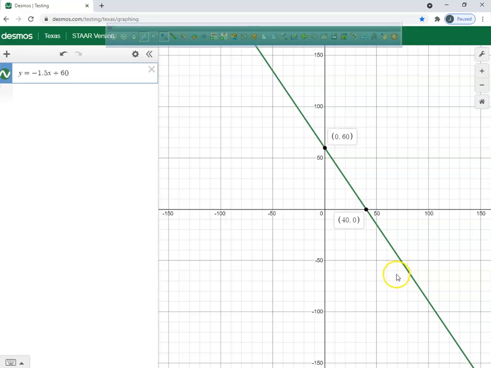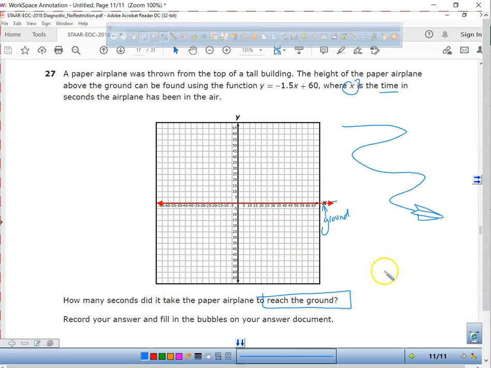If the question said, what was the height of the paper airplane at the top of the building? It started at 60 and it went to 0. So the answer to this one, guys, was how many seconds? 40 seconds. There we go.